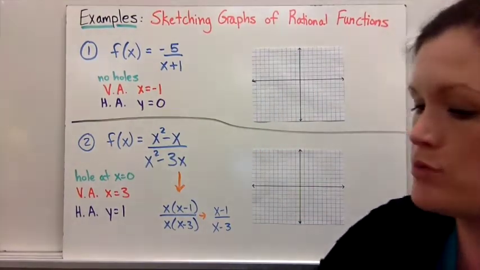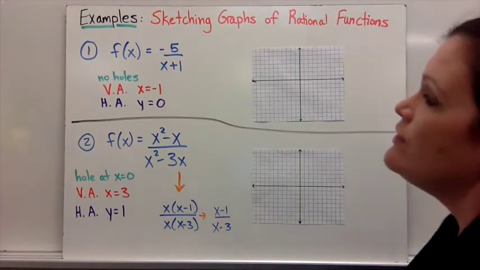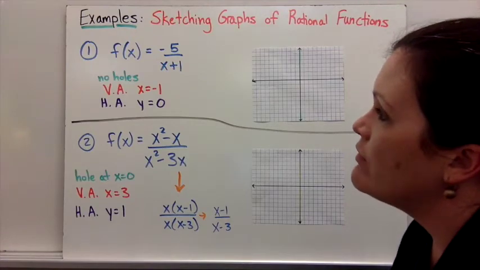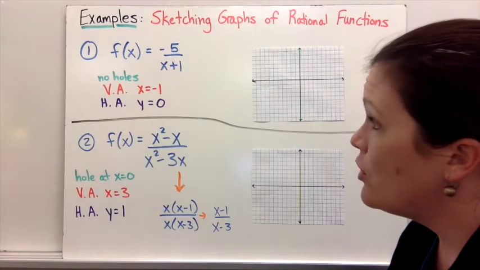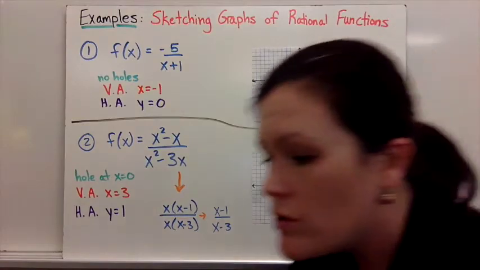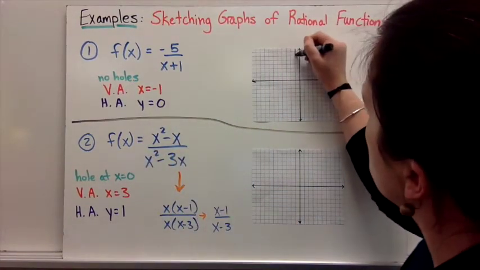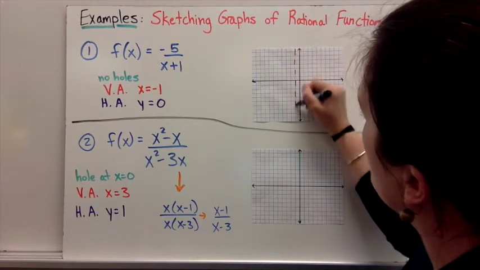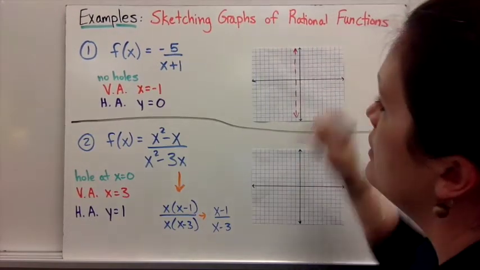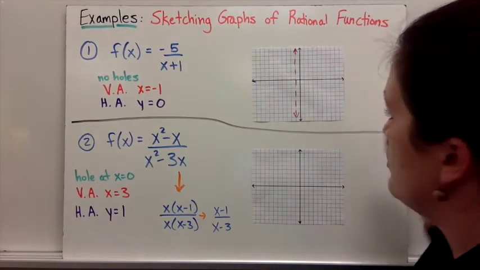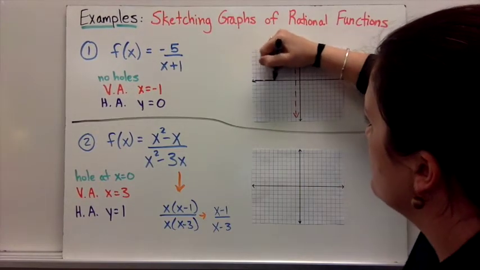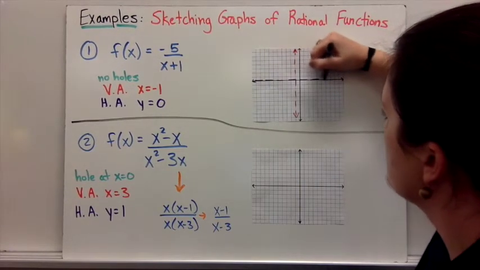So for example 1, we have the function f of x equals -5 over x plus 1. There are no holes. There's a vertical asymptote at x equals -1. So you want to draw an imaginary vertical line at x equals -1. And then the horizontal asymptote is at y equals 0, which is just the x-axis.